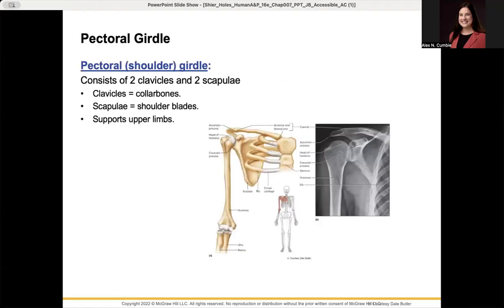For the pectoral girdle, your shoulder girdle, this consists of your clavicle, okay? And we can see your clavicle does attach to the sternum as well, your collarbones. Your scapulae, okay, shoulder blades, and scapula would be single. Scapulae is two of them because you have one on each side. That is your pectoral girdle, part of the appendicular skeleton.